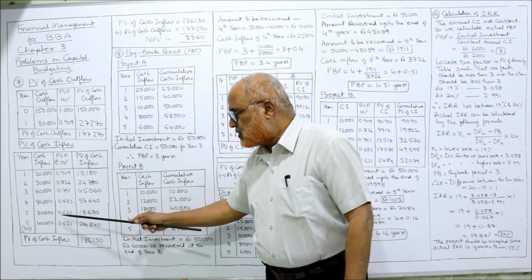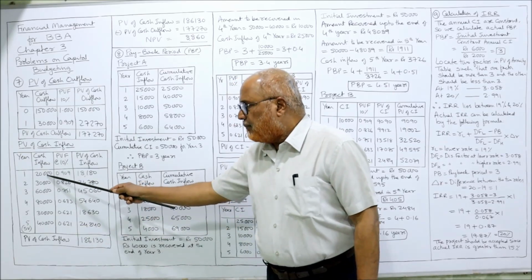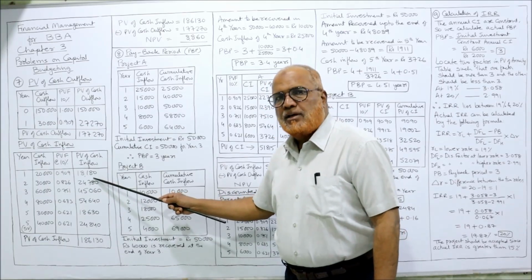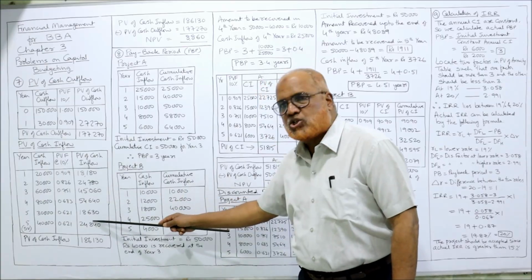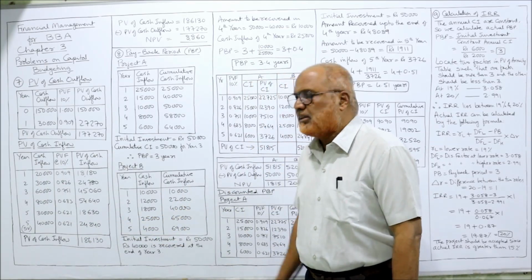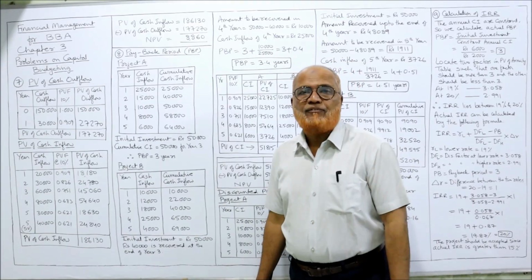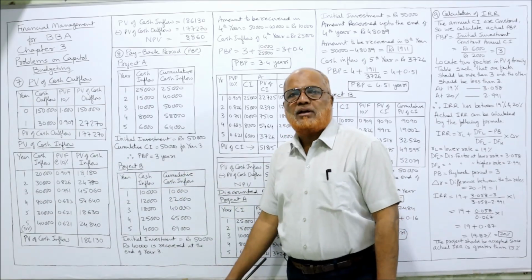So 5th year 0.621, again 5th year 0.621, right? Now multiply PV of cash inflow into PV factor, will get 18,180. Similarly, multiply all cash inflows with PV factor, you will get PV of cash inflow. Take the total of PV of cash inflow, 1,86,130. This is the present value of cash inflow. And present value of cash outflow, 177,270.